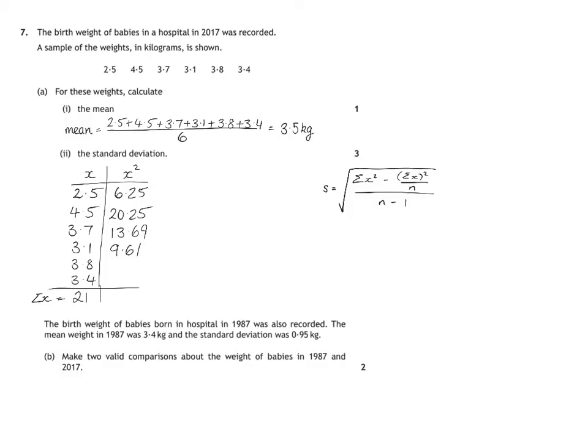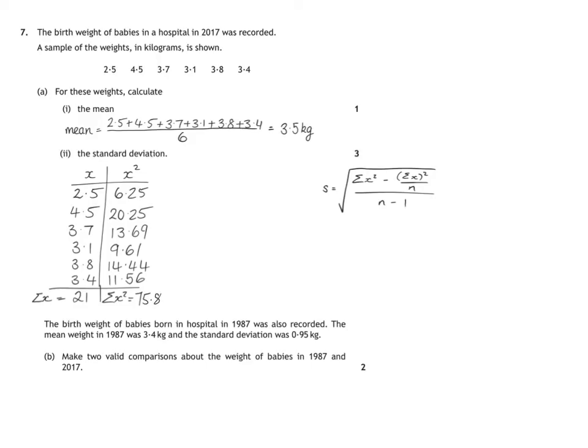3.8 squared, which is 14.44. And we've got 3.4 squared, which is 11.56. So that one gives us our sum of x squareds. So sum just means total. And for those, when we add all those 6 numbers together, we get 75.8. Exactly.